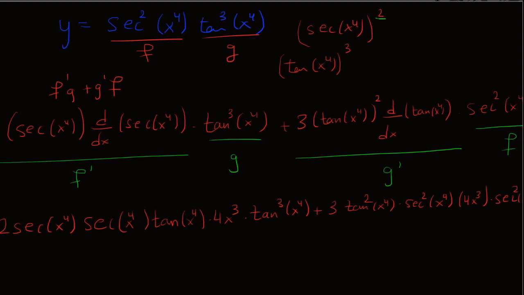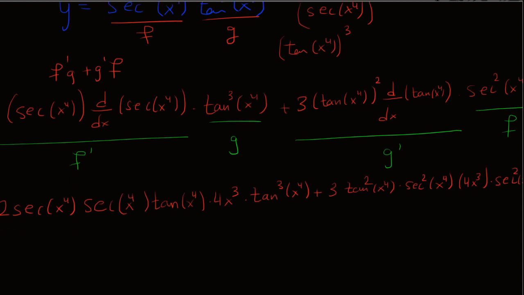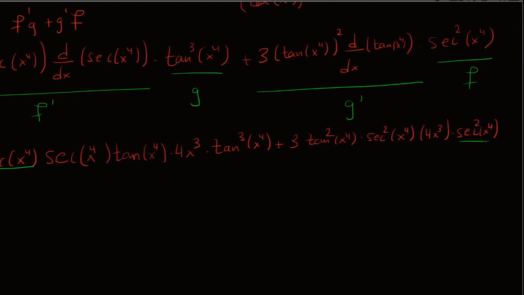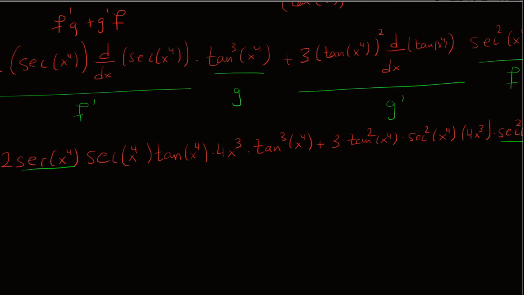Next, we're going to look at what both terms have in common. They both have a secant x to the fourth. And here it's secant squared x to the fourth. So we're going to pick the smaller one, which will be just secant x to the fourth. Actually, we have 2 copies here. So this is another secant x to the fourth, so that's going to be squared. And then we have tangent x to the fourth. So this one tangent and this is cubed. So together it will be to the 4th power.